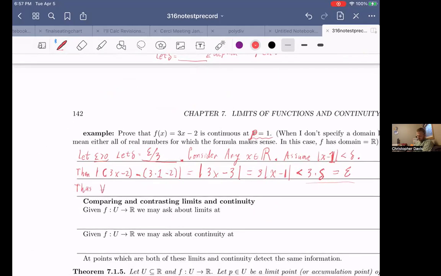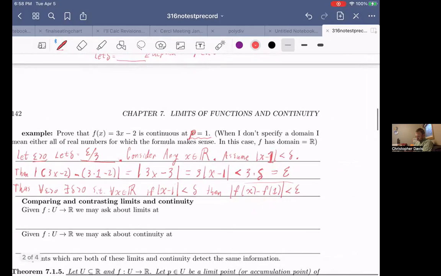Thus, for all epsilon bigger than 0, there exists a delta bigger than 0, such that for all x in the real line, if the absolute value of x minus 1 is less than delta, then the absolute value of f, well, I haven't called the function f. No, I did call the function f. f of x minus f of 1 is less than epsilon. This function f is continuous at 1.